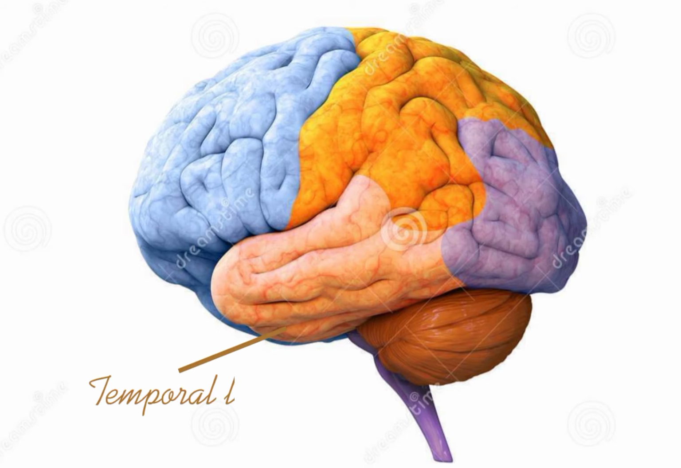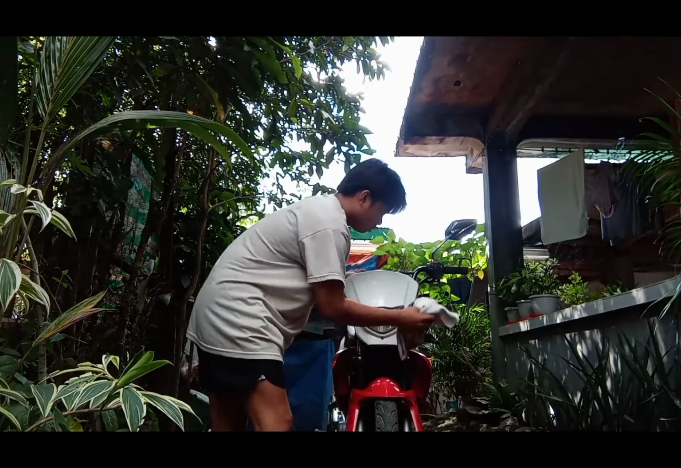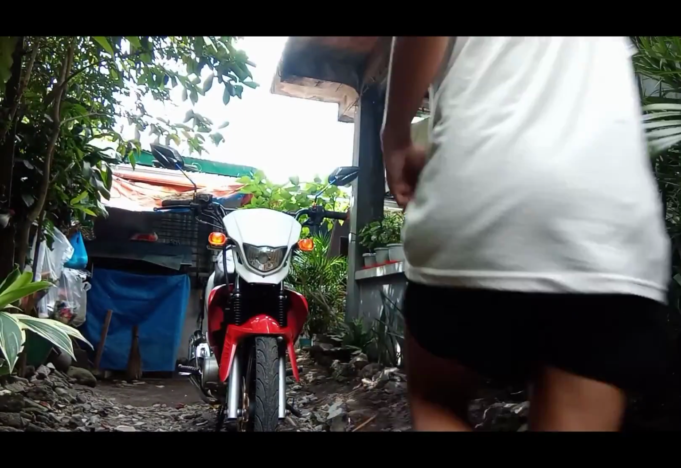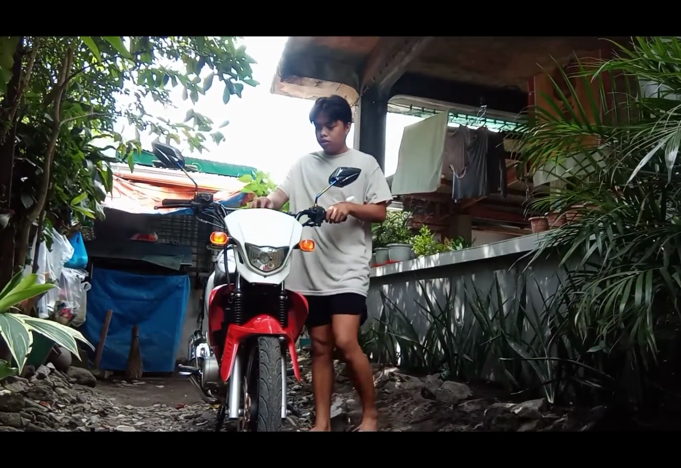Next is the temporal lobe. The temporal lobe is one of the 4 major lobes of the cerebral cortex. The temporal lobe's primary roles include language comprehension, memory acquisition, face recognition, object recognition, perception, and auditory information processing. One example of the temporal lobe is that after cleaning my motorcycle, I instantly had an online lesson and neglected to turn off the engine, so I immediately turned off the engine to avoid wasting fuel.